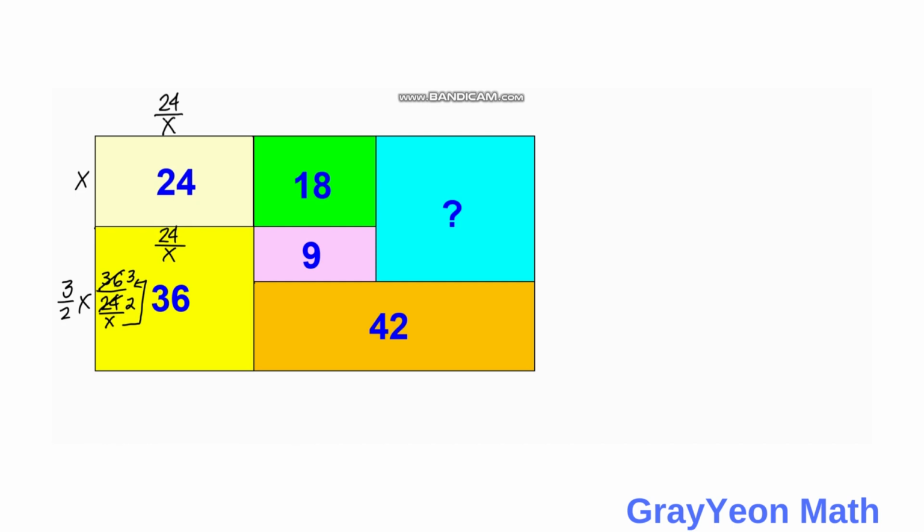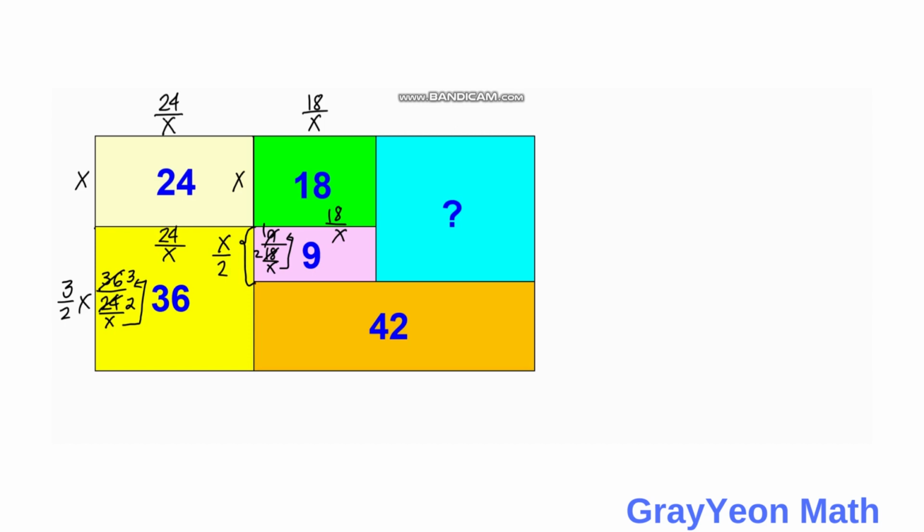Okay, and next we focus on the green rectangle. This would be x, and the other side, or the length, should be 18/x. And since the green is 18/x, then this side should be 9 divided by 18/x. The x would again reciprocate above, but this would be 1/2, so this would be x/2.